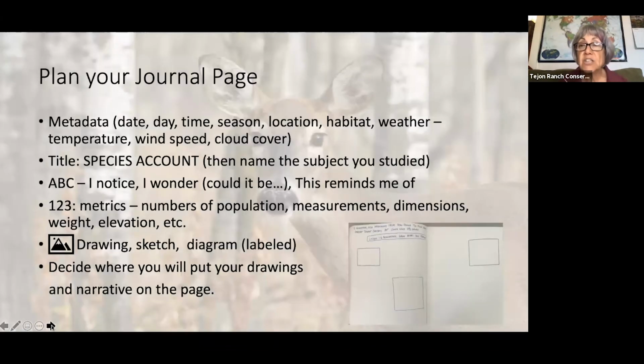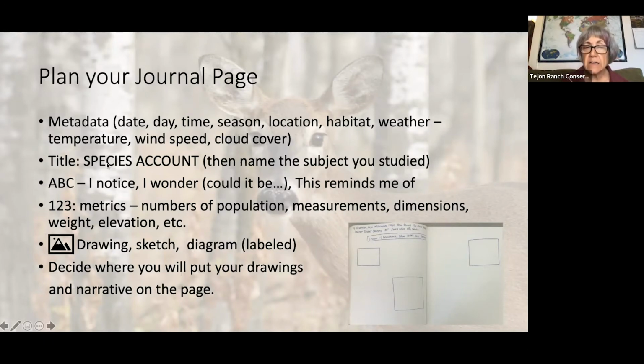Remember, plan your journal page. You start with your metadata, the day, the date, the time, the season, location, habitat, the weather, temperature, wind speed, and cloud cover. Anything else that helps you to remember what it is you were looking at and what you were doing and how it felt to be there when you look back on this. This is a journal, so you want to be able to remember.